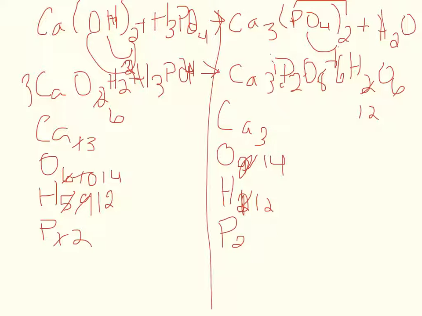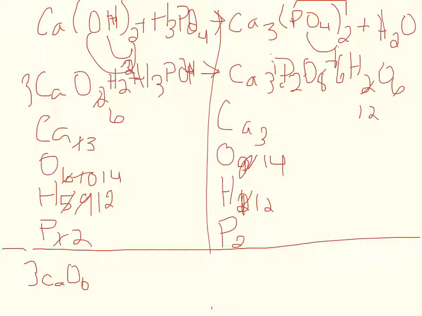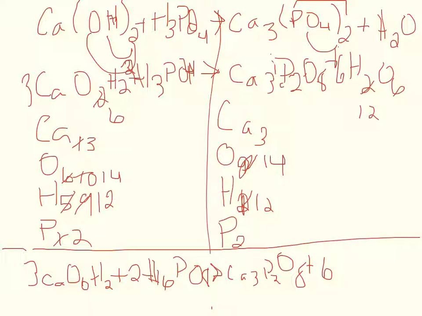So the balanced equation would be 3CaO6H2 plus 2H6PO8 yields Ca3P2O8 plus 6H2O6. This is the balanced equation.